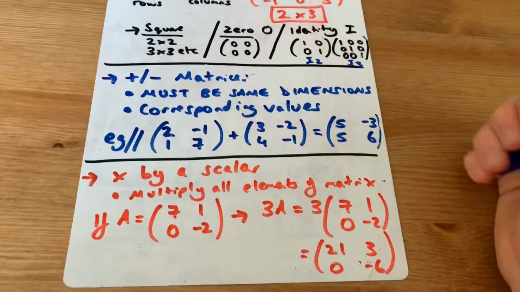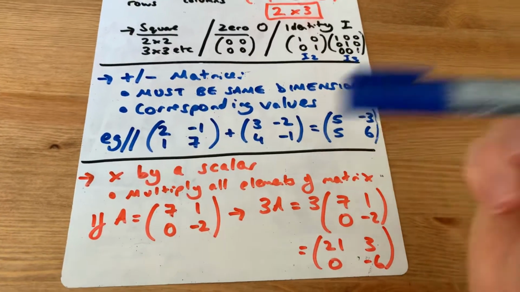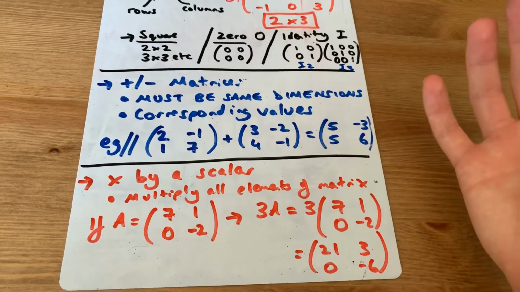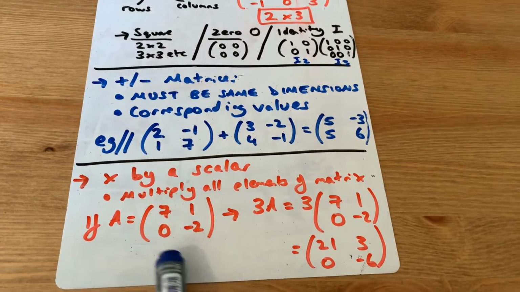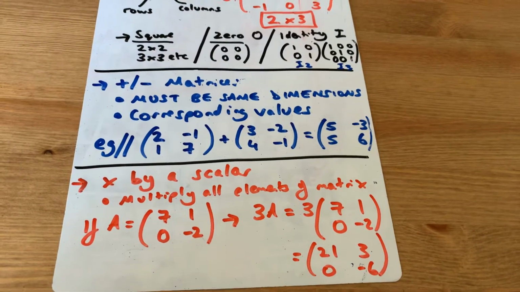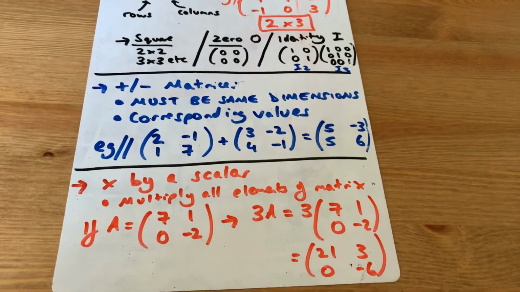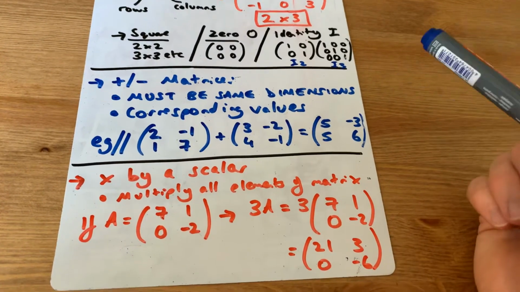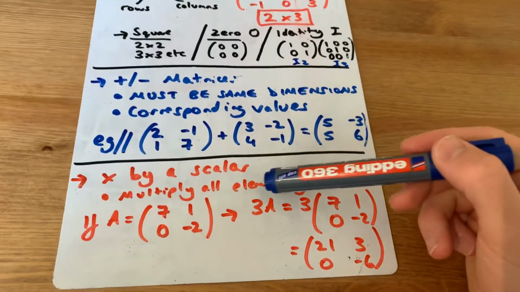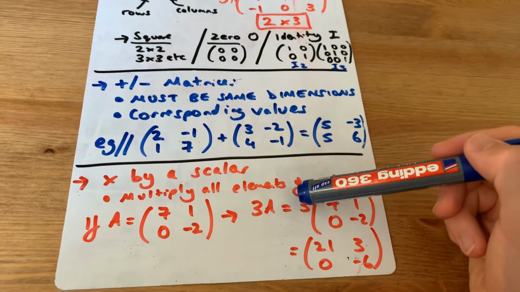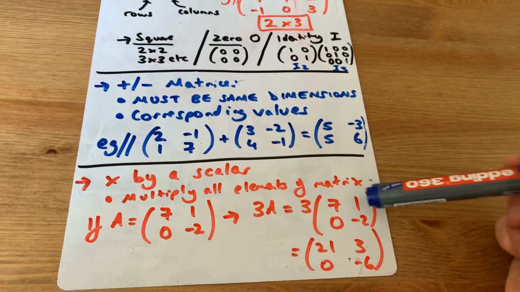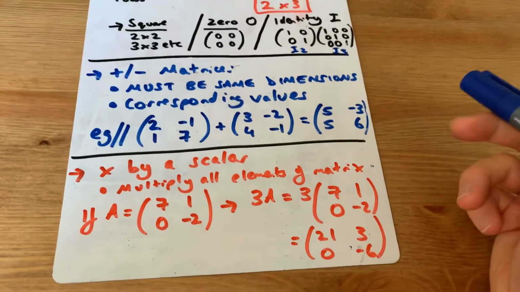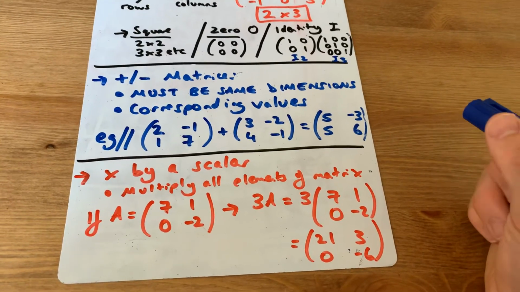Now, also very straightforward, multiplying matrices by a scalar. We tend to give letters to denote matrices, so I've said that matrix A is going to be 7, 1, 0, minus 2. All we're going to do when we multiply by a scalar, a coefficient, is multiply all elements of the matrix by that coefficient. So if we want to consider 3A, what we're saying is we're going to consider 3 of this matrix, which is obviously going to become 21, 3, 0, minus 6.